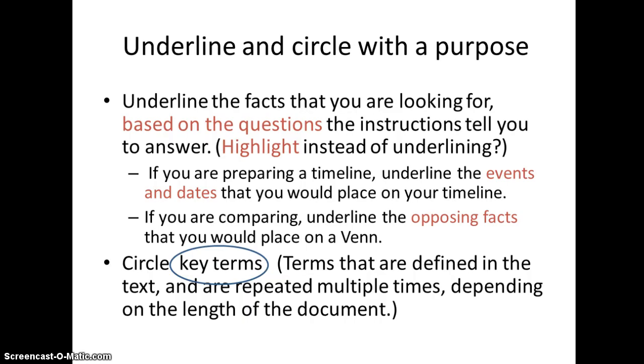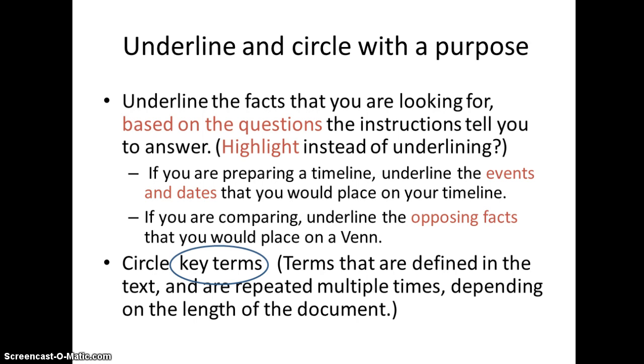The next thing you do is you go through and underline the facts that you are looking for based on the questions that you're supposed to answer. Just highlight, if you want to highlight with a pretty color, go ahead and highlight. But the danger with highlighting is some people highlight too much. Just make sure you're underlining the facts. Look at the question and answer that question. If you're making a timeline, then you're going to want to underline the events and the dates. If you're using a comparison, then you're going to underline the facts that you would put on a Venn diagram.